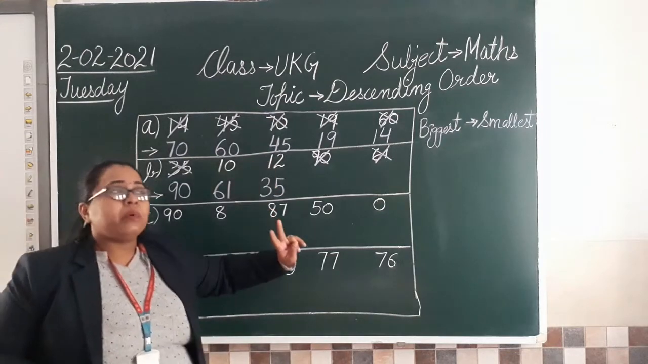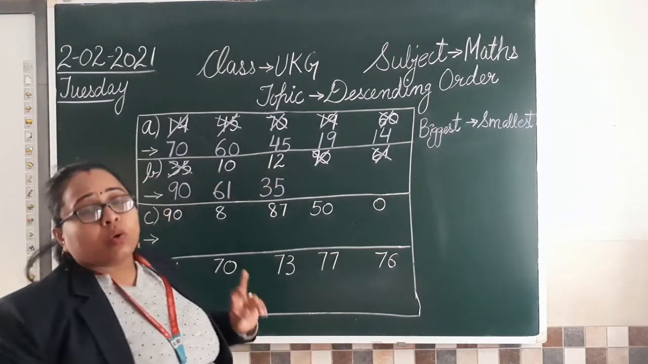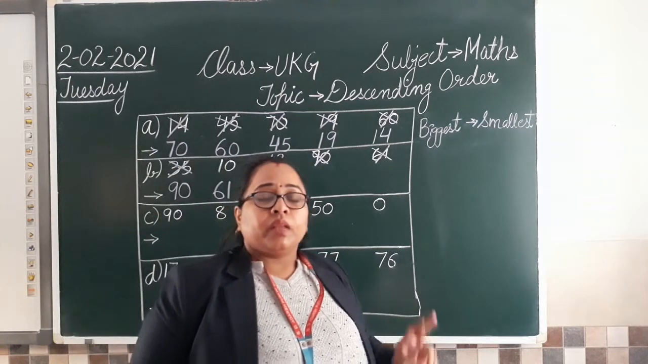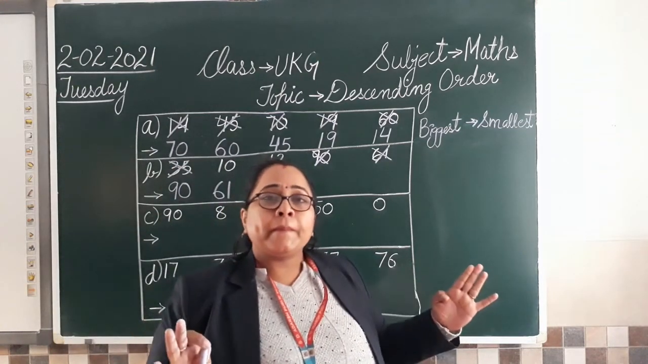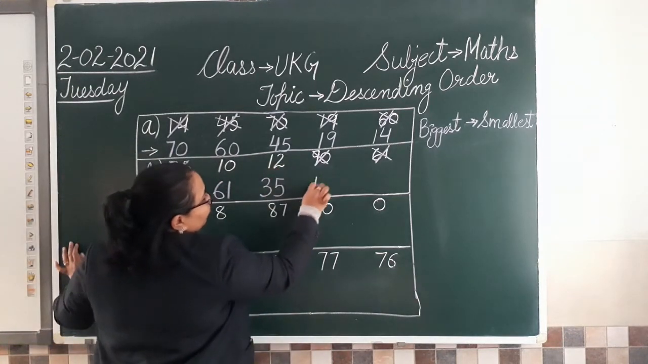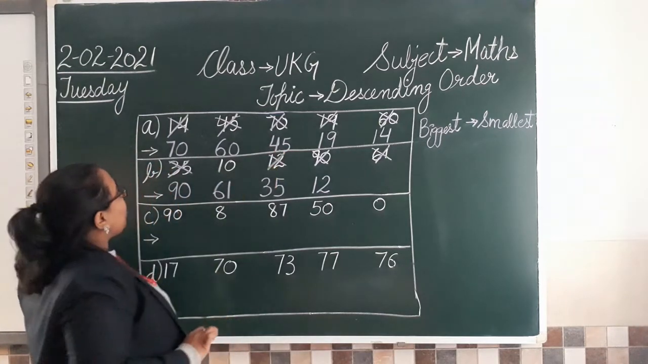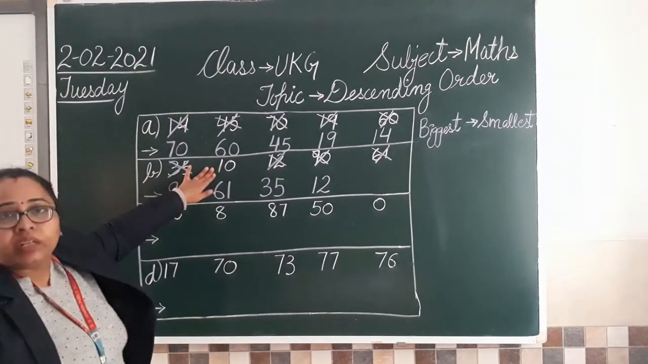Now we have 10 and 12. So what are the two numbers we have now? One is 10 and one is 12. So which one is the bigger? इन दोनों में बड़ा कौन है? 12 is greater ना? बड़ा 12 है. So we are going to write 12. Put a cross.